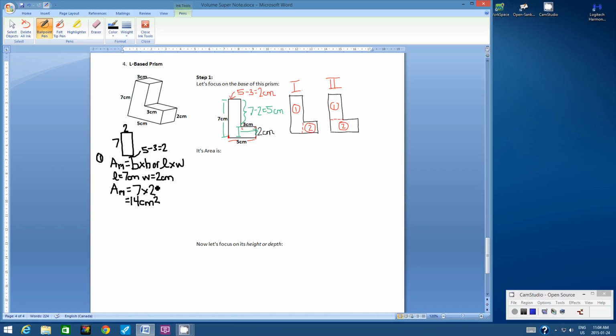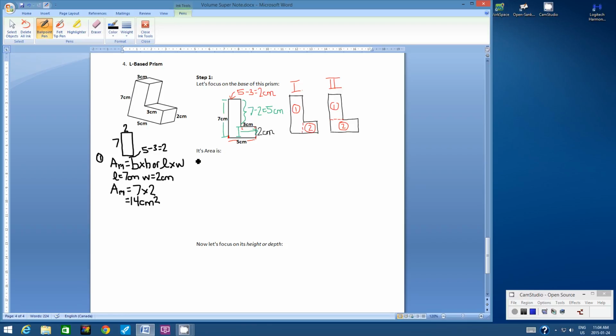Now remember, this is the area. We're working on area here. We haven't got to volume. So make sure you keep track of your units. This is area, so it's something squared. Okay, so that takes care of this rectangle here.